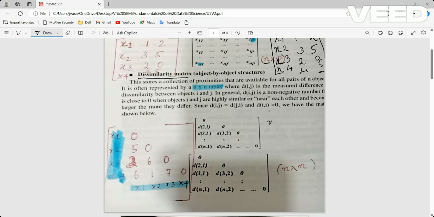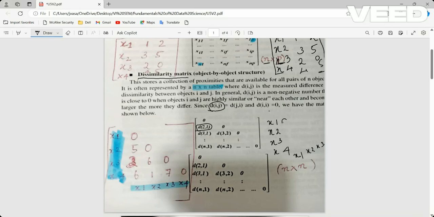So I'll write x1, x2, x3, and x4. These are my four data points that I have, and I'll put x1 here, x2 here, x3 here, and x4. Likewise, it moves on. When I compare and find out the dissimilarity, d stands for dissimilarity or the distance, right? So I'm going to compare x1 and x1.